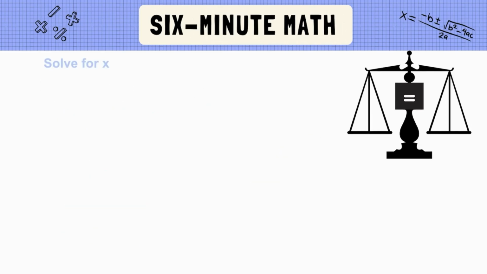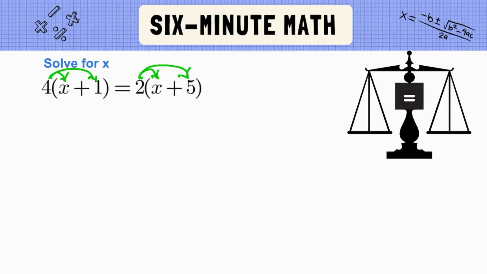Let's check out another example. We're going to solve for x in 4(x + 1) = 2(x + 5). My first step, anytime I see brackets and I'm solving equations, is I'm going to use the distributive property to get rid of my brackets. 4 times x is 4x, and 4 times positive 1 is 4.